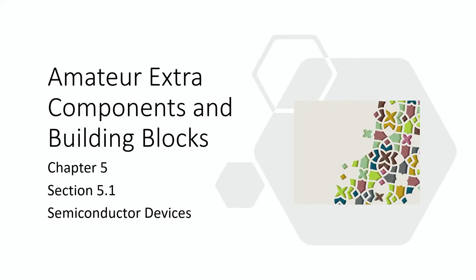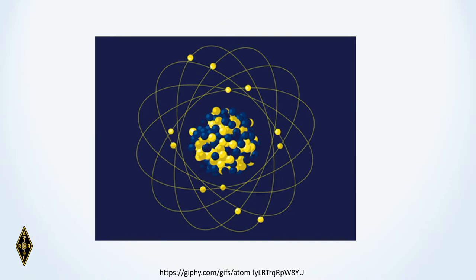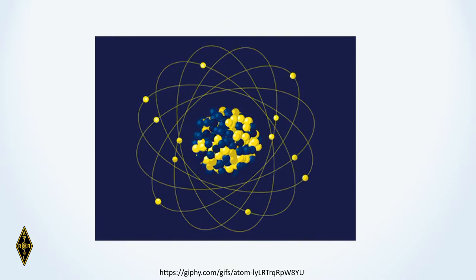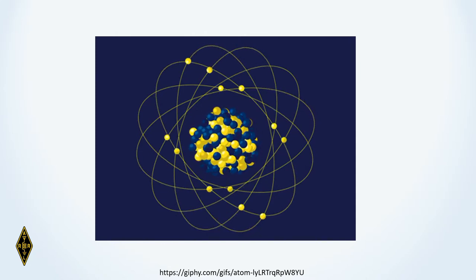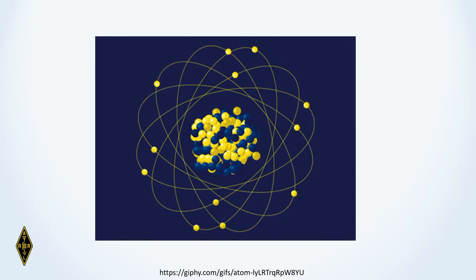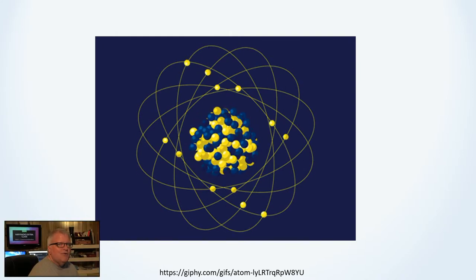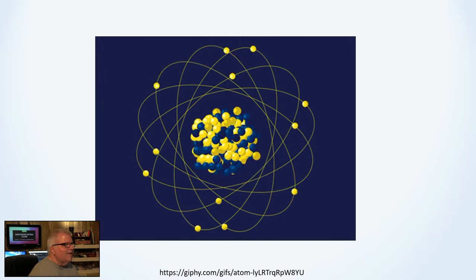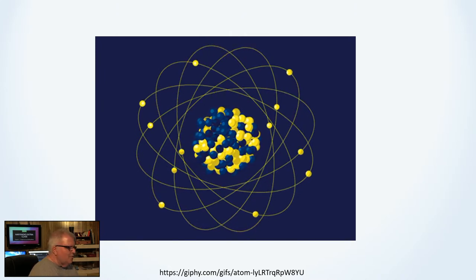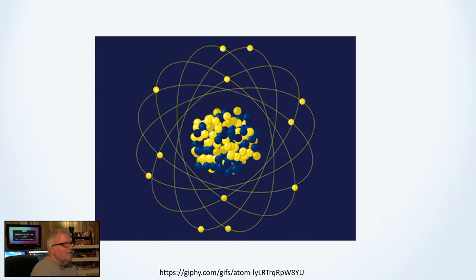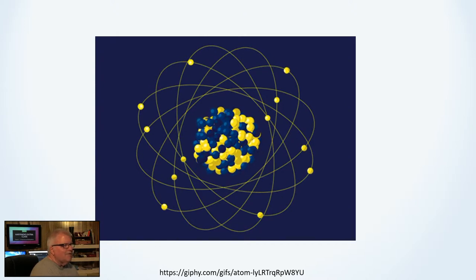Chapter 5, Section 5.1, Semiconductor Devices. All right, so I'm not a physicist. I'm certainly not an atomic physicist, but it all goes down to the atomic structure. And so here's a representation of an atom. We have the protons and the neutrons and the electrons spinning around the nucleus. We're going to talk more about this tonight and how it relates to conductors and semiconductors.